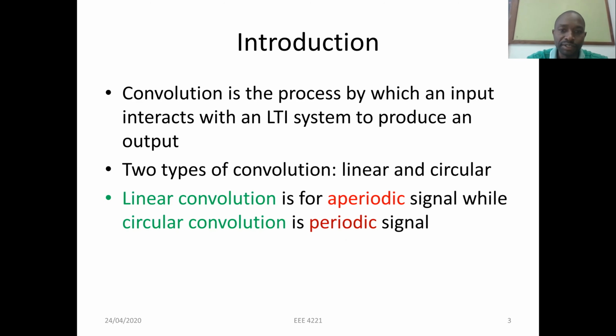Usually, linear convolution deals with non-periodic signals, two signals that are non-periodic when they interact to produce an output. Basically, that is what linear convolution is. In circular convolution, you have two signals, x of n and h of n. They interact in a linear time invariant system and produce an output y of n, and it's usually best for periodic signals.